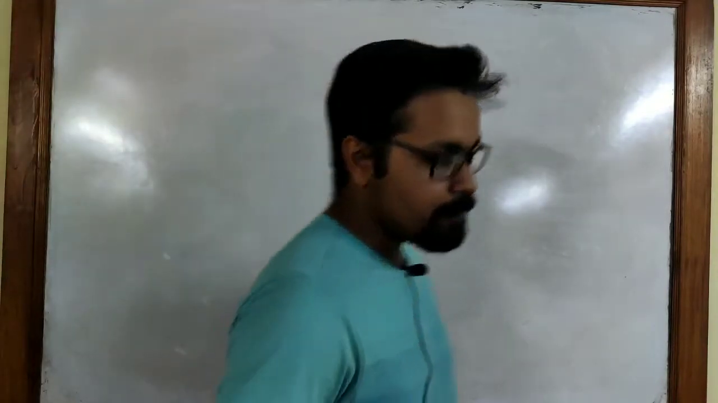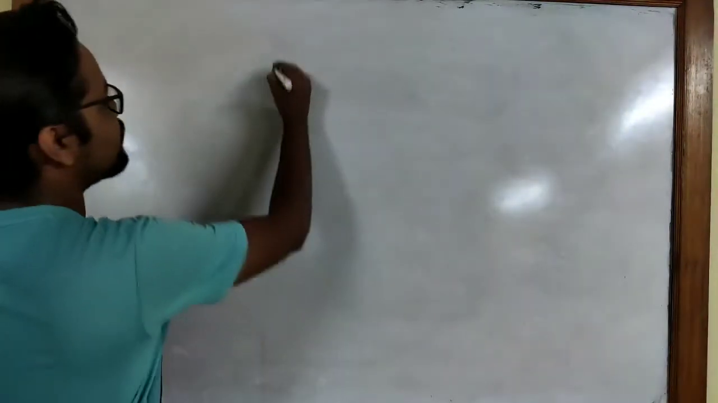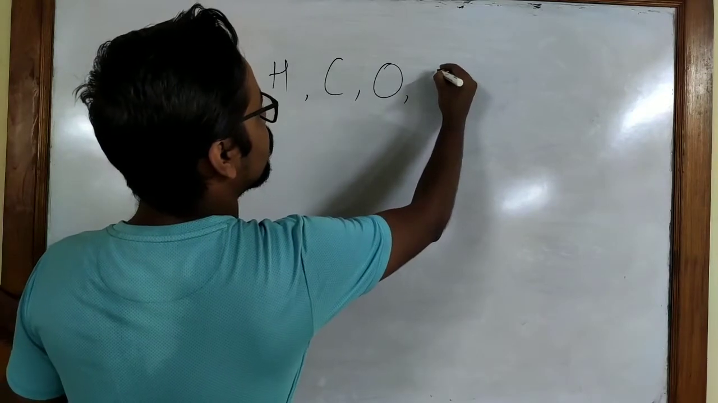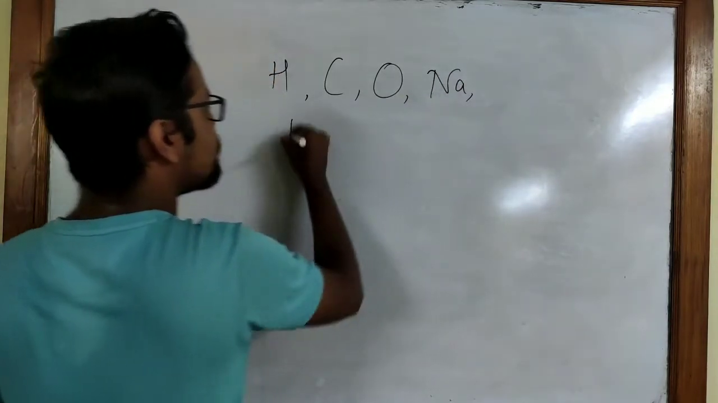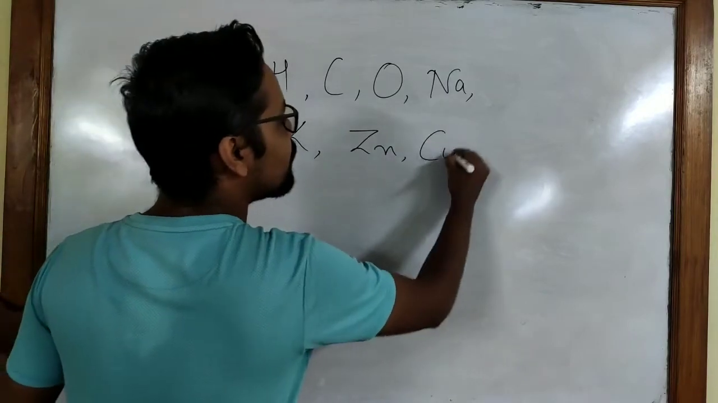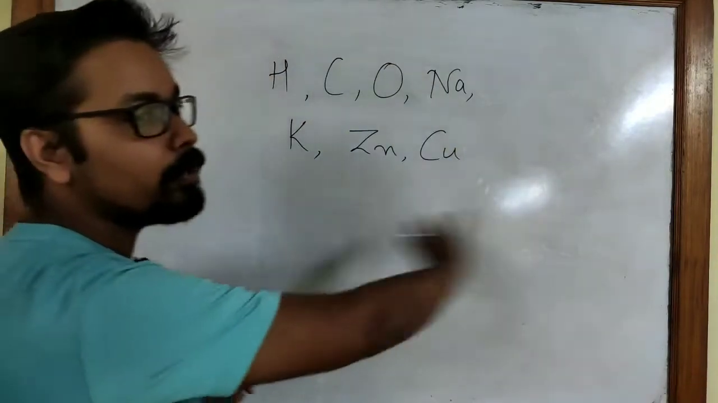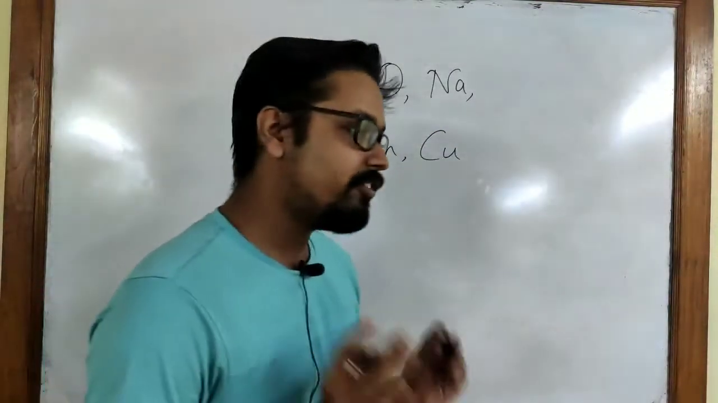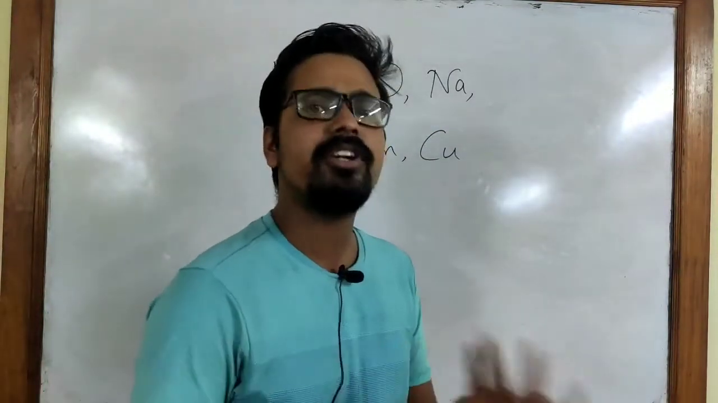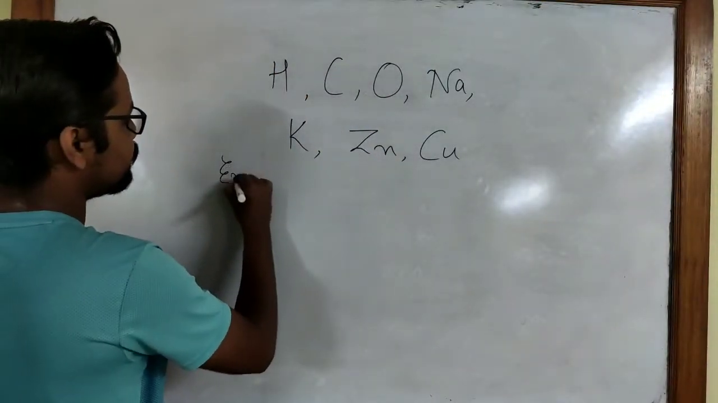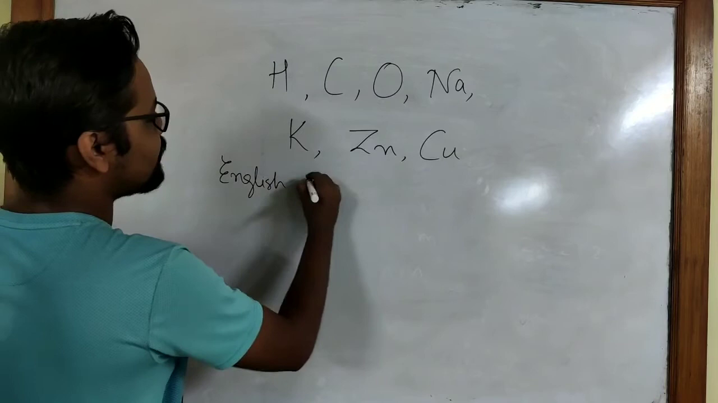Now every atom has a certain symbol. Like hydrogen is given by H, carbon is given by C, oxygen is given by O, sodium is given by Na, potassium is given by K, zinc is given by Zn, copper is given by Cu. So like this, there are symbols for every atom. So where does this symbol come from? The first thing is, there are three different ways in which we give the naming. One is using the English first alphabet.